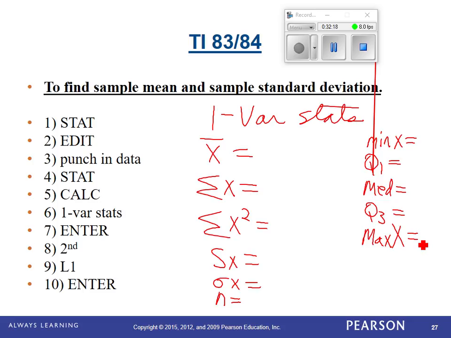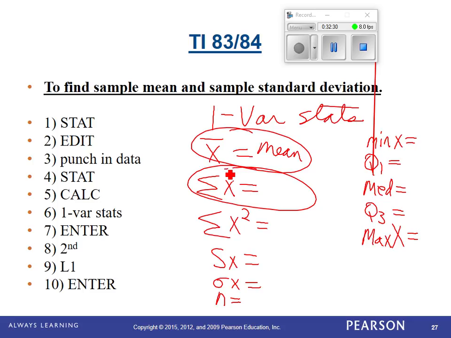Alright, so it's got this whole list of stuff. Well, a lot of these you should recognize already. This is your mean, so it tells you the mean of the set of data. This is all your data added up, so this is the sum of all the x's. Sum of all the x's. This is the sum of x squared. We haven't talked about that yet. We will get to that at some point.